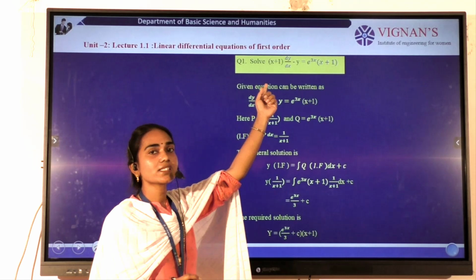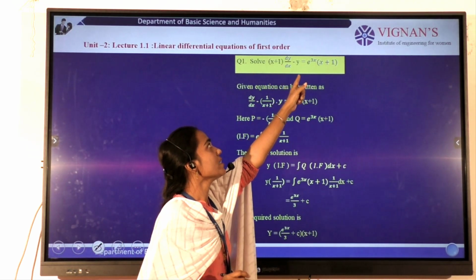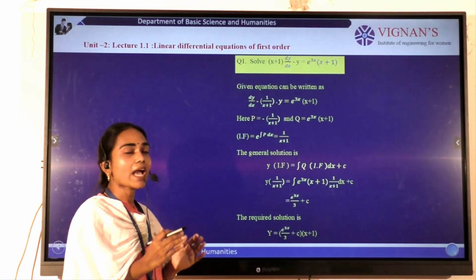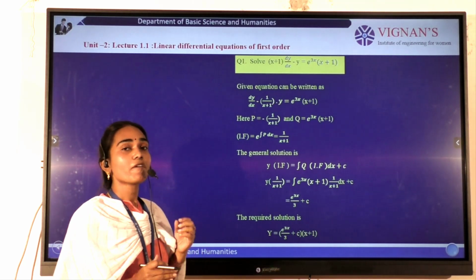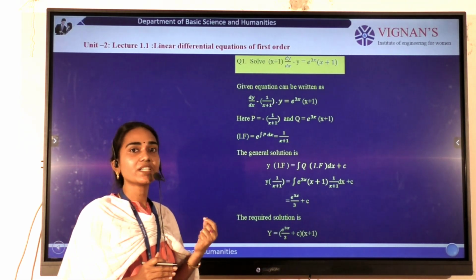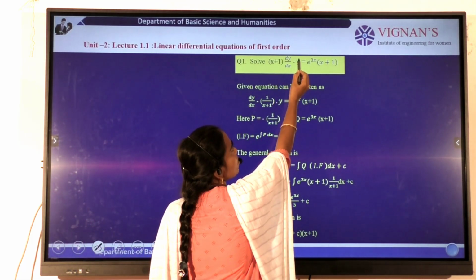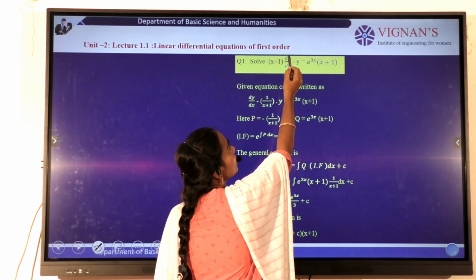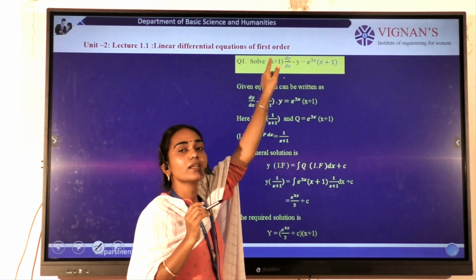So this is the first example. Solve x plus 1 into dy by dx minus y is equal to e power 3x into x plus 1. First we have to identify whether it is a linear differential equation or not. For that we have to concentrate on the dependent variable y. Here y is of degree 1 and dy by dx is also of degree 1. So this is a linear differential equation of first order in y.